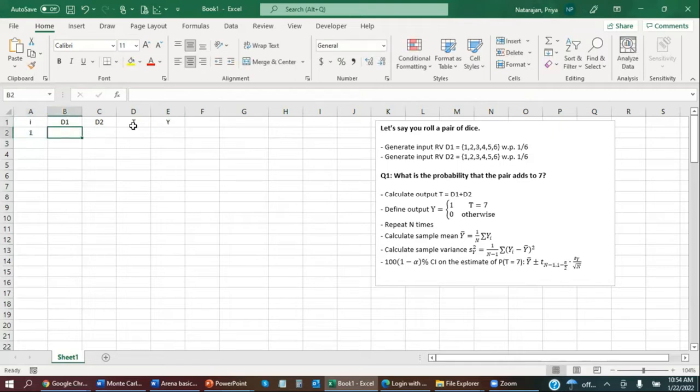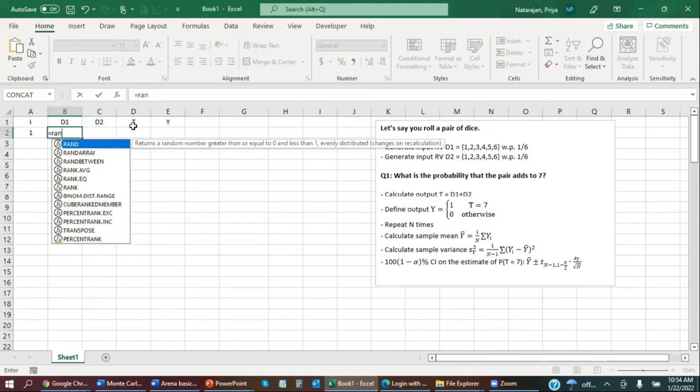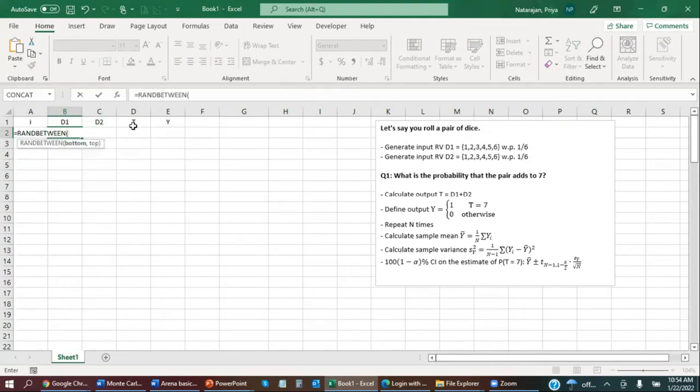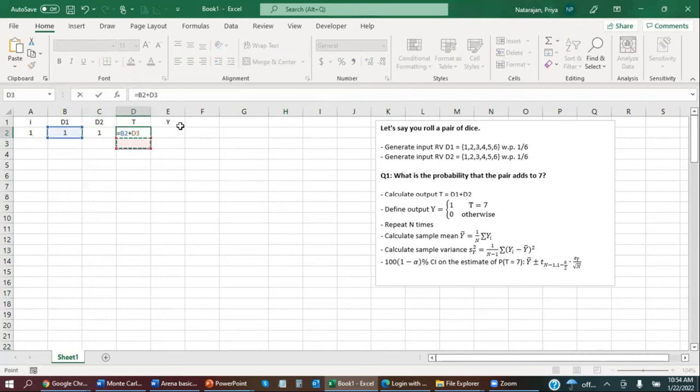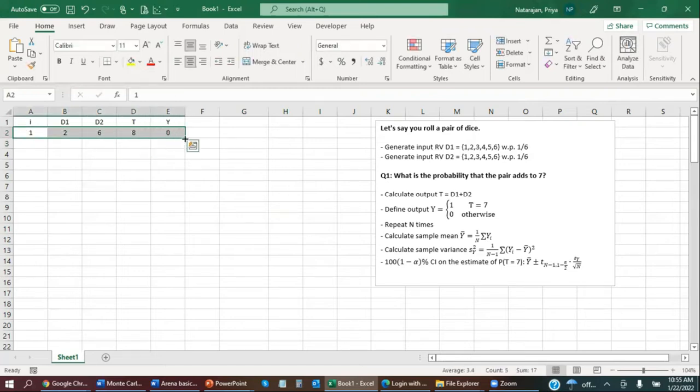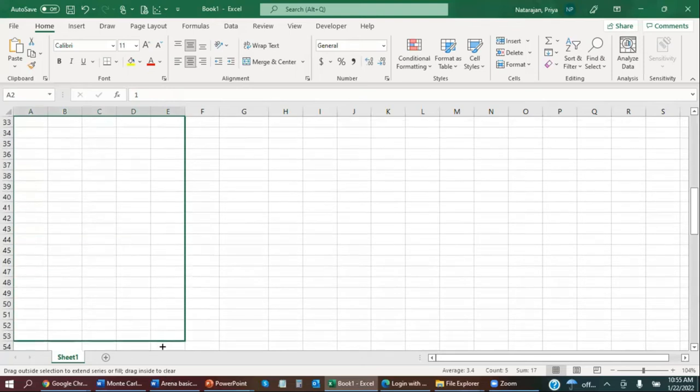So for the first roll, I'm going to generate the first die. There are a few different ways to do this. You can use the rand function and then round, but Excel also has an integer random function, so we can just use this. We can sum these and get the total. And then we can answer this question. If the total equals 7, then it's 1, otherwise it's 0. And we can repeat this a number of times. Let's repeat this 100 times.